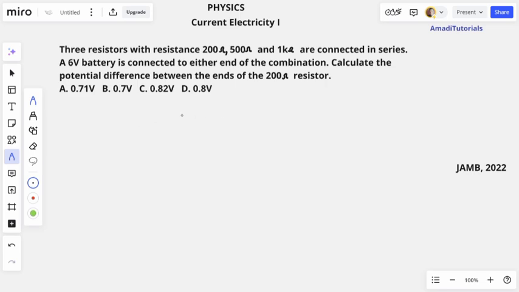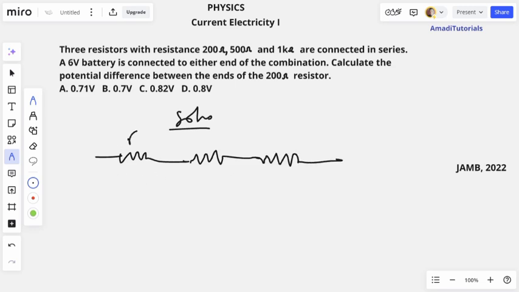Okay, so I'm going to sketch the description there. Say we have 3 resistors with this resistance connected in series. So this is a series connection. Resistor number 1, resistor number 2, and resistor number 3. This is a series connection.